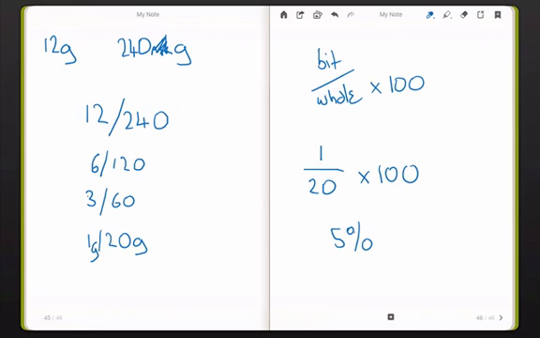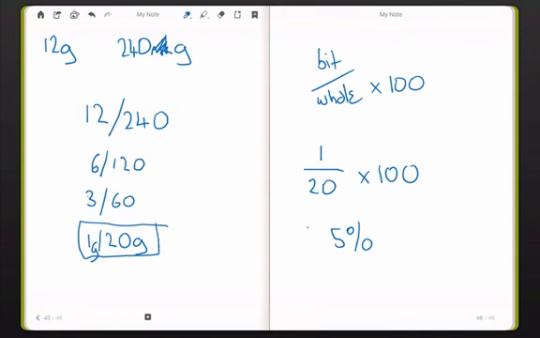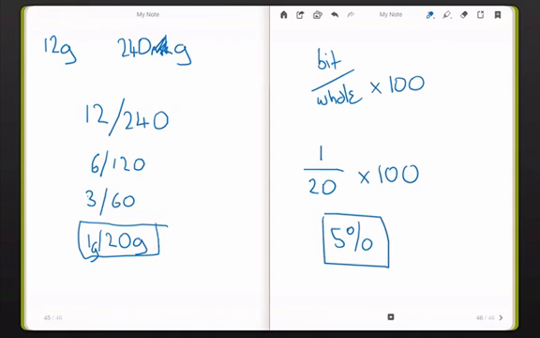So what we're saying is that the concentration here is 5%, or it's 1 gram to 20 grams, depending on what they're asking. If they're just asking for the concentration, you give them this one. If they're asking for the percentage, you give them this one. Okay? Hopefully that makes sense.